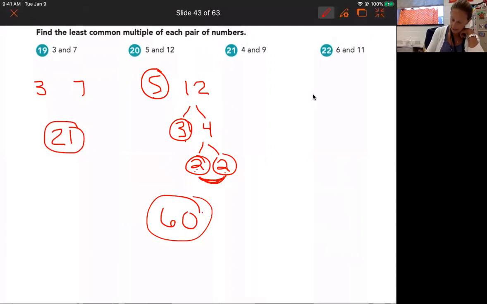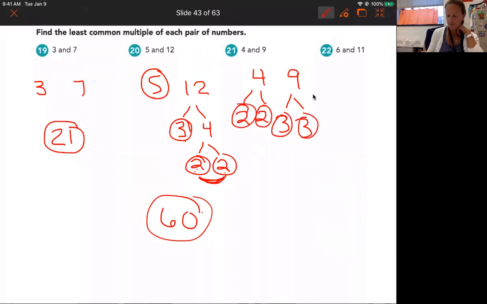For 4 and 9, 4 doesn't break down, 9 does. So I'm going to do 3 and 3. Oh, actually 4 does break down. What am I doing? So we've got a 2, a 2, a 3, and a 3. They don't share anything, so I'm going to multiply them all out. So 2 times 2 is 4, 3 times 3 is 9, 4 times 9 would be 36. So that's my least common multiple.